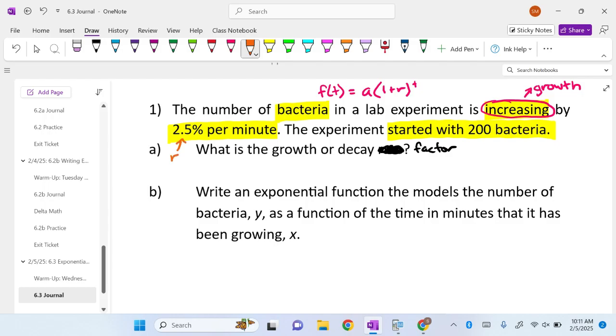So first things first, I need to convert it to a decimal. So if I do 2.5 divided by 100, that should give you 0.025 if you put that in your calculator. Then what do I do? So that's my percent as a decimal, and I want my growth factor. So I then have to do what with that decimal? Well, we just converted it from a percent to a decimal, so we'd end up with what we started with.